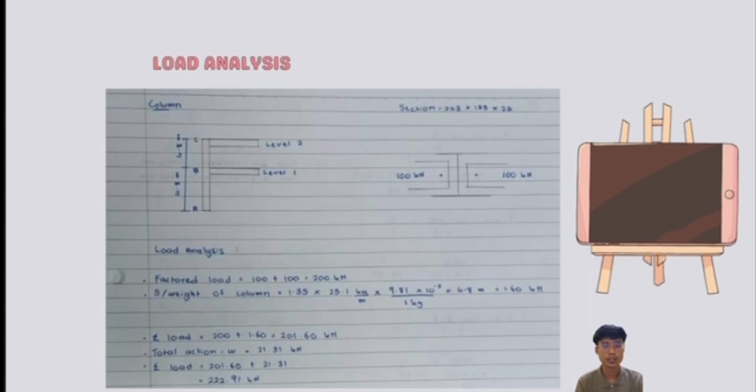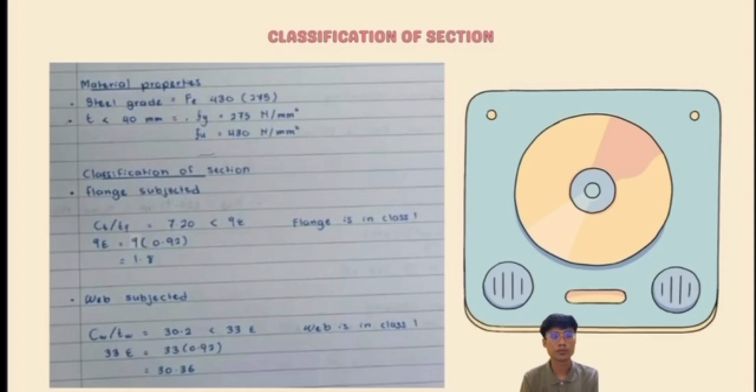Next we need to find the total load and total action, and lastly we add the total load and total action. The second step, we need to find the classification of section.